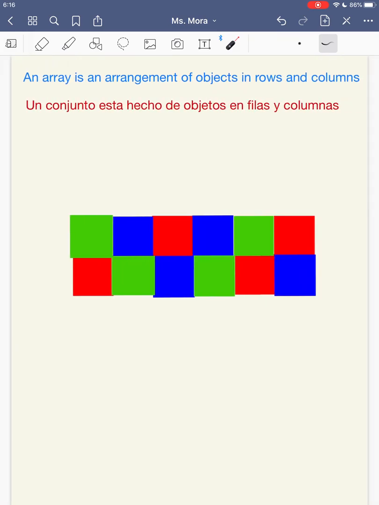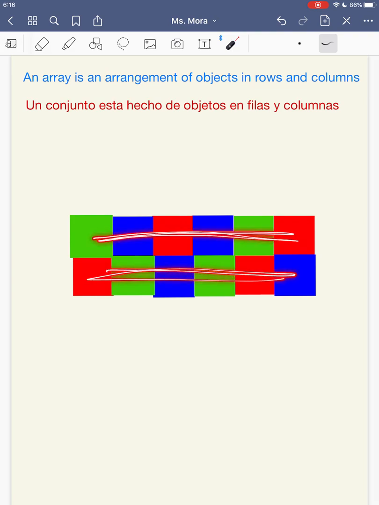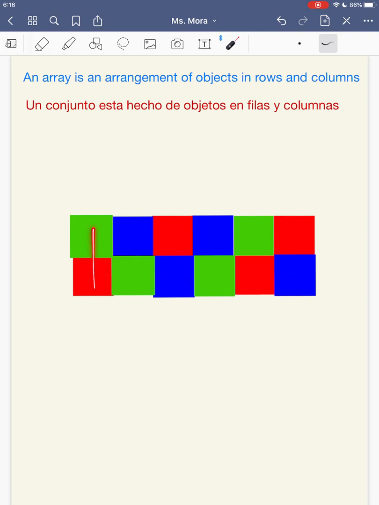Okay guys, so just to review, an array is an arrangement of objects in rows and columns. Okay, un conjunto está hecho de objetos en filas y columnas. Okay, so this whole thing is my array. And remember, my rows go across my array, and my columns go up and down my array. Okay, and there are no spaces in between my squares, guys, okay?